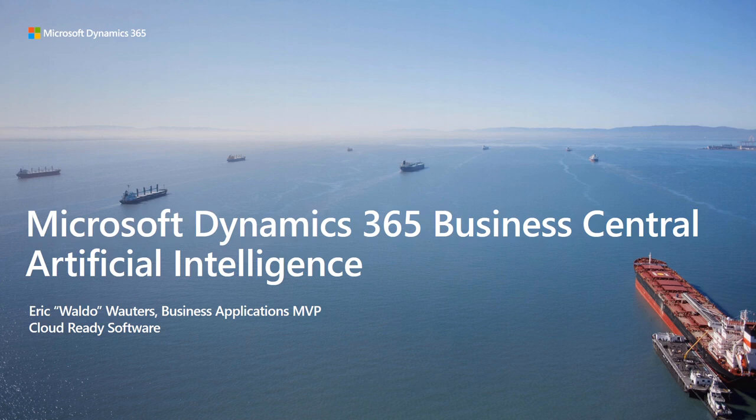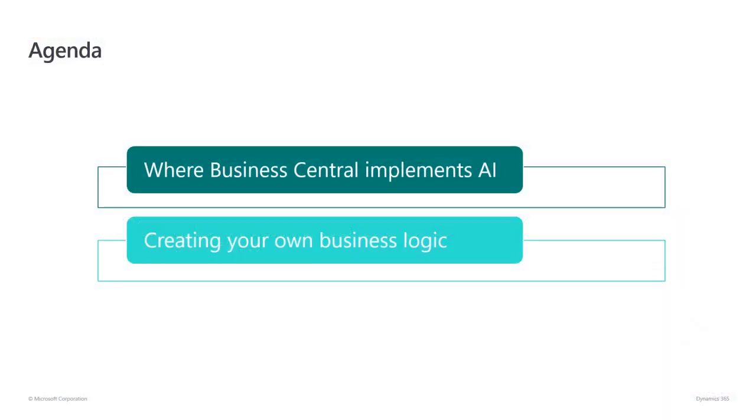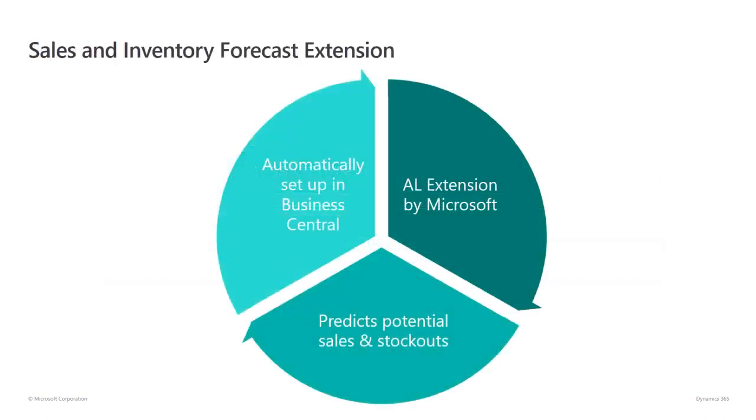In this video, you will learn where and how Business Central has implemented machine learning to benefit more from the data and pictures that are being fed into the system. We will have a look at the areas where Business Central has implemented machine learning and drill a bit deeper into these libraries to see how you can benefit from them and implement your own business logic by leveraging the respective AL extensions. A first area where machine learning has been implemented is the sales and inventory forecast.